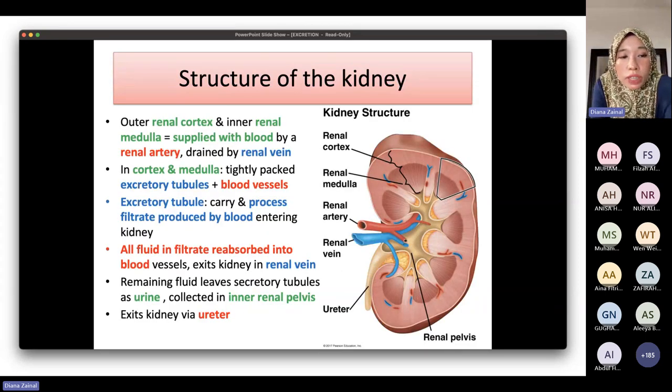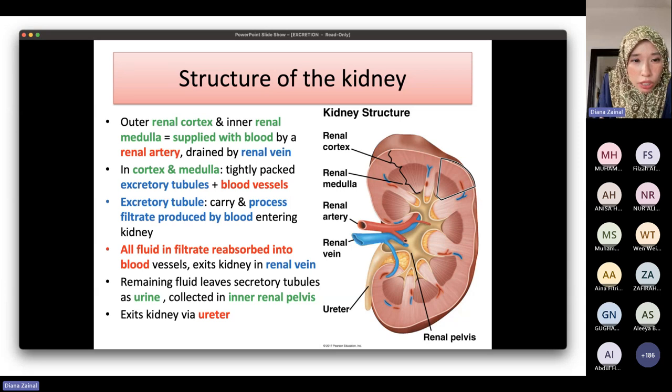Okay, so the structure of the kidney. So the outer renal cortex over here. Okay, so this is the renal cortex. This is the medulla. This is the artery, the vein. It means this is where the blood comes in. Everything, cellular respiration happens and all, then it goes out again through the renal vein, deoxygenated blood. Okay, and then when everything has been filtered from the blood, you produce urine, which exits through the ureter.